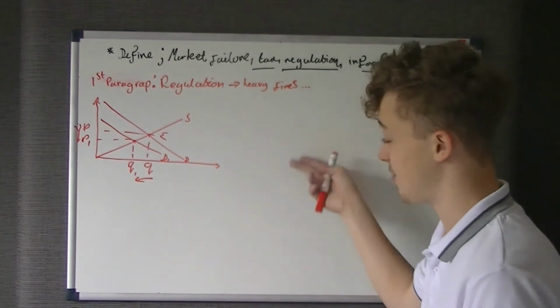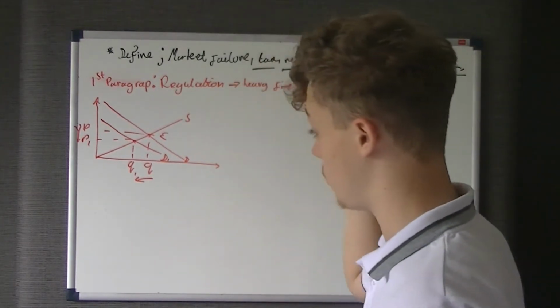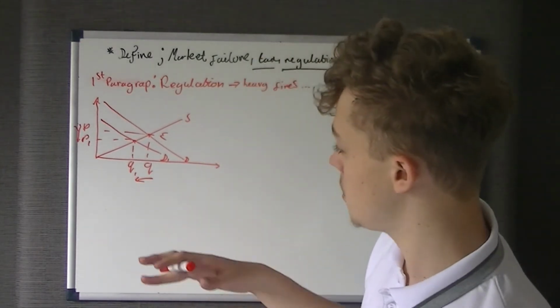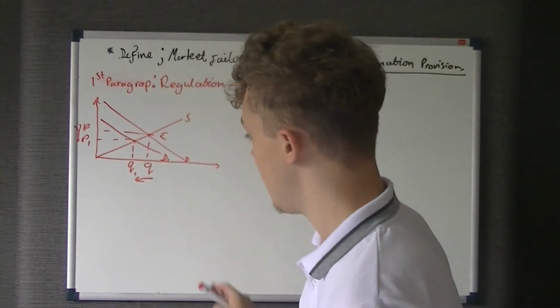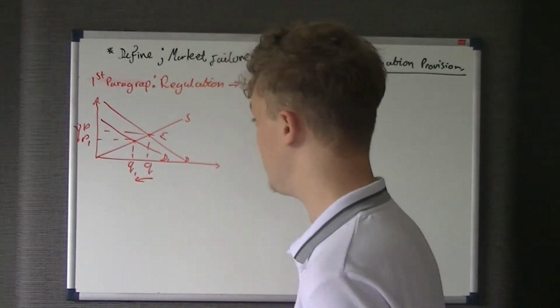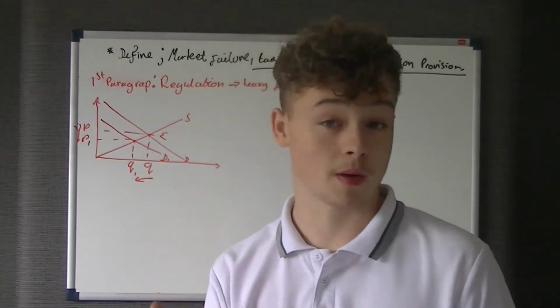That's obvious: you say why it shifted. You take the shift, you say why it shifted, which we've just done. You say the impact on price. So therefore, the reduced demand reduces the price from P to P1 and reduces the demand and supply from Q to Q1. Therefore, you talk about the magnitude.